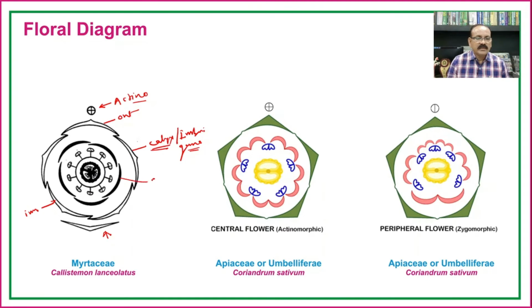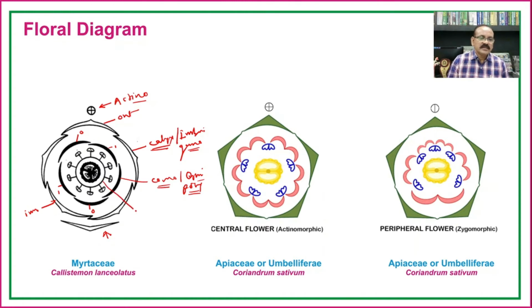Then the corolla, that is the petals. Here again this petal is outer, this petal is outer, this petal is inner, and this petal is inner, that is two outer, two inner, and that type of estivation is known as quincuncial type of estivation. And it is the polypetalous condition, as the petals are free.